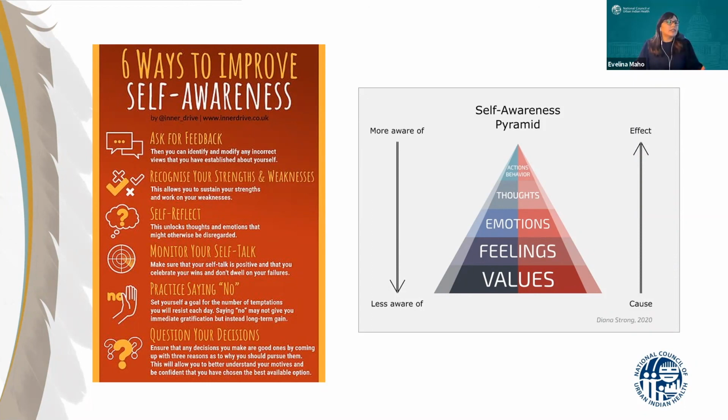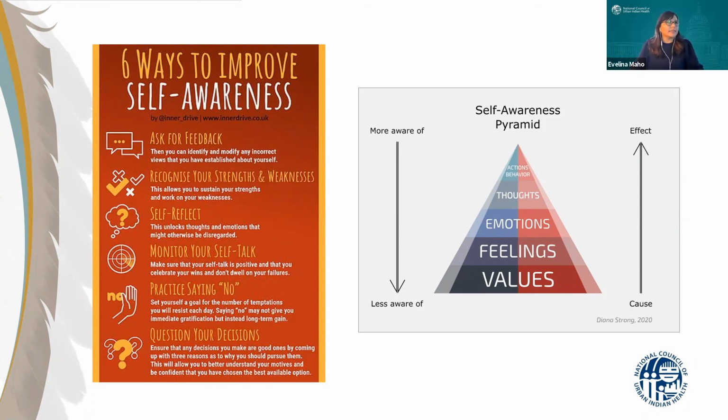Self-reflection is really, really important. Monitoring our self-talk. Making sure that your self-talk is positive and that you celebrate the wins and not dwell on failures or challenges. Practicing saying no, okay? And then question your decision. These are some quick 6 ways to improve how we keep in check and make sure that we're self-aware of all of these different components of us as board of directors, okay, as leaders.